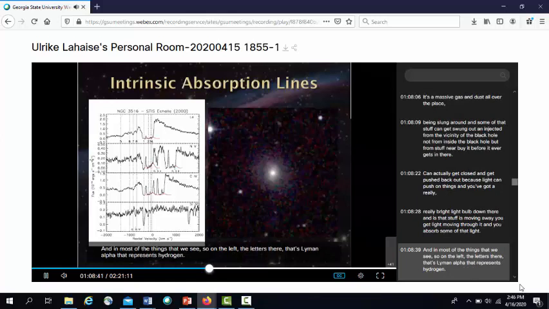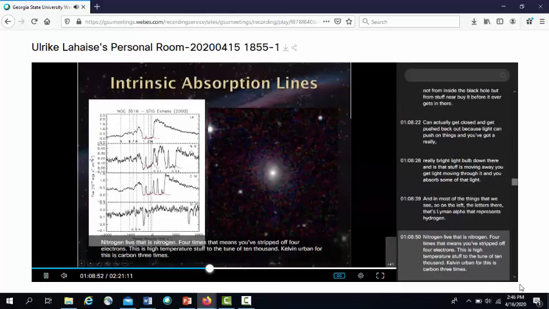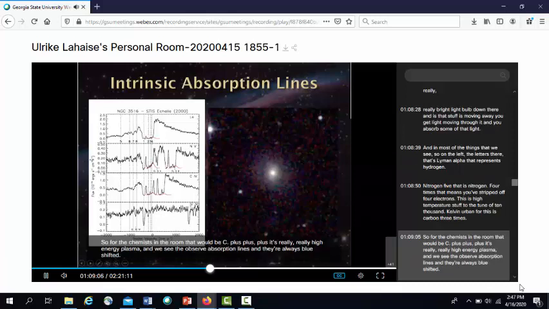And in most of the things that we see, on the left, the letters there, that's Lyman alpha, that represents hydrogen. Nitrogen 5, that is nitrogen 4 times ionized. That means you've stripped off 4 electrons. This is high temperature stuff, to the tune of 10,000 Kelvin. Carbon 4, this is carbon 3 times ionized. So for the chemists in the room, that would be C+++. It's really, really high energy plasma.